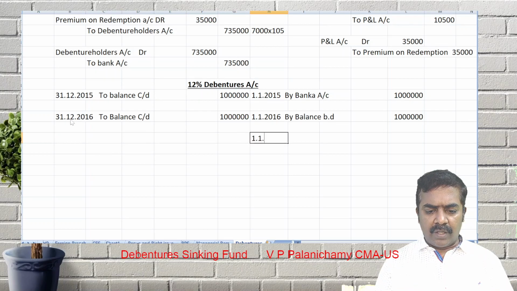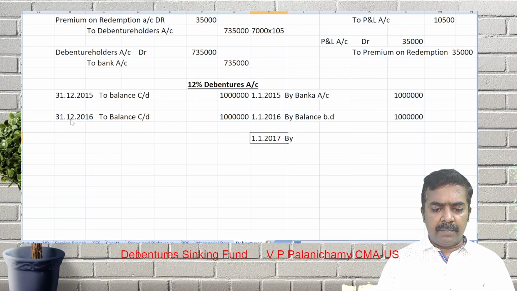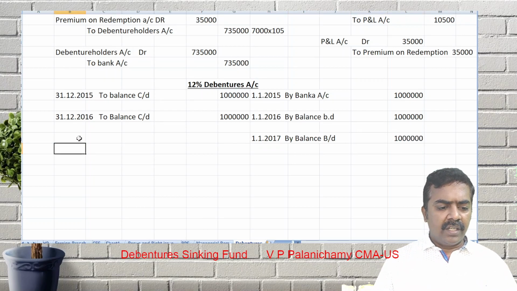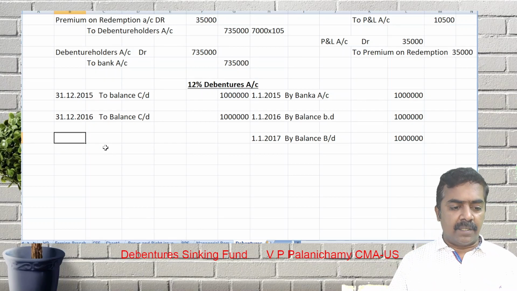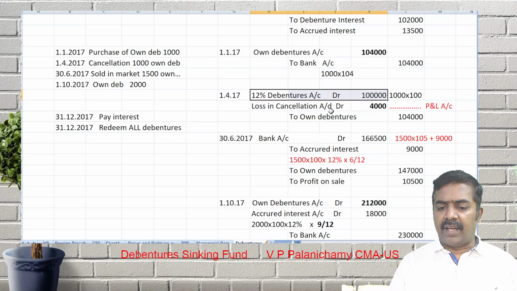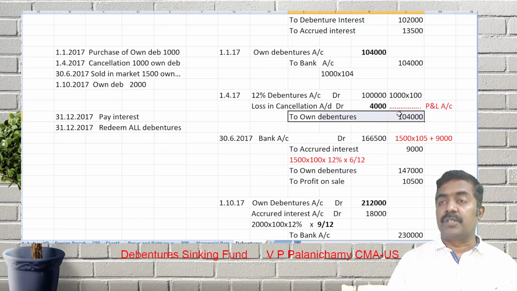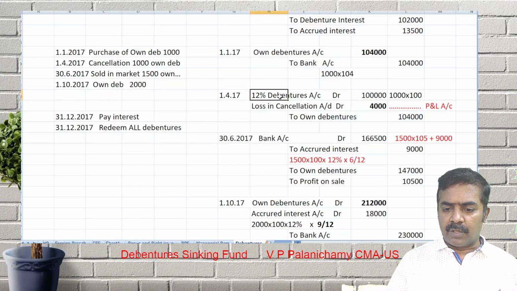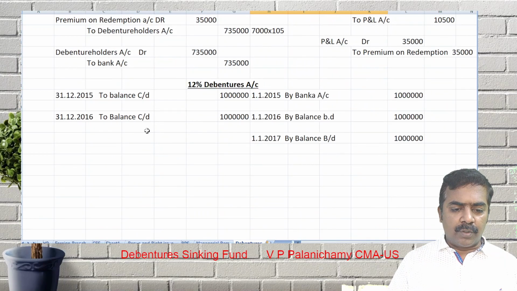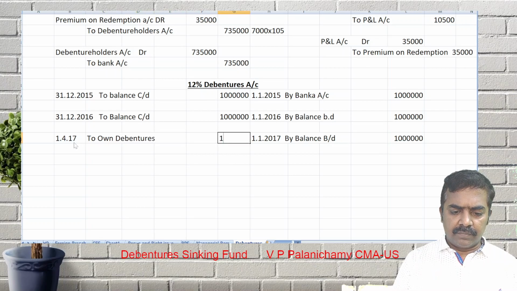Then 1/1/2017 by balance brought down இருக்கு, 10 lakhs இருக்கு. இப்போ did we cancel anything? Yes, own debentures cancel பண்ணிருக்கோம். எப்ப cancel பண்ணிருக்கோம்? 1/4/17. Look at 1/4/2017 entry, 12% debentures account debtor how much? 1 lakh. To own debentures 1,04,000. Which account we are preparing now? 12% Debentures account. எவ்வளவு debit பண்ணணும்? 1 lakh, 1,04,000. 1 lakh only should be debited. So 12% debentures account 1/4/2017 to own debentures. எவ்வளவு இருக்கு? 1 lakh.